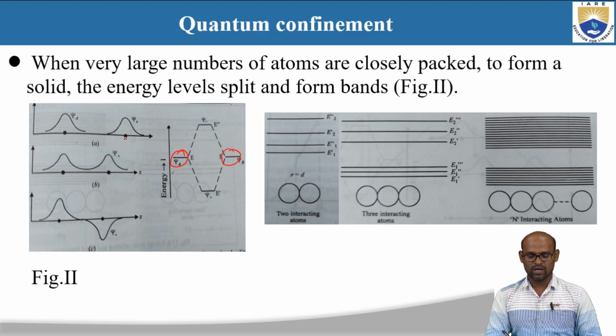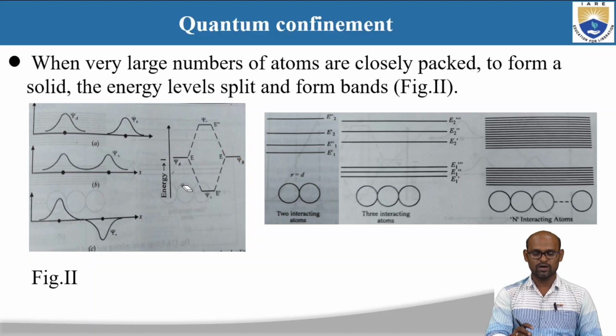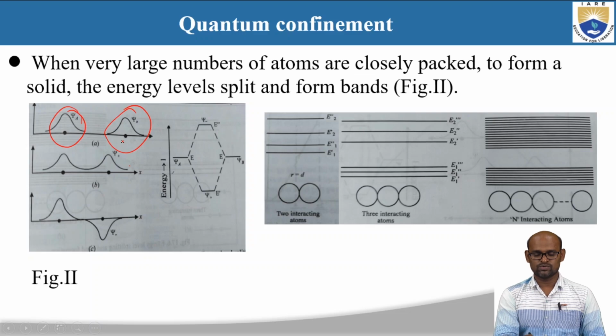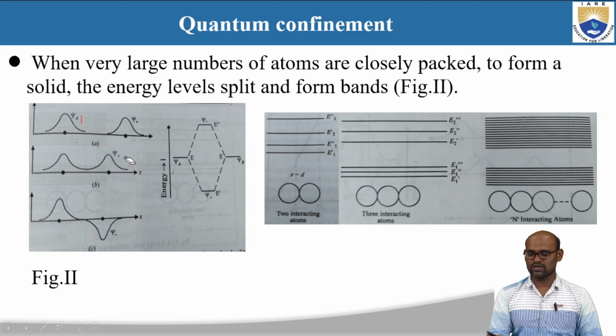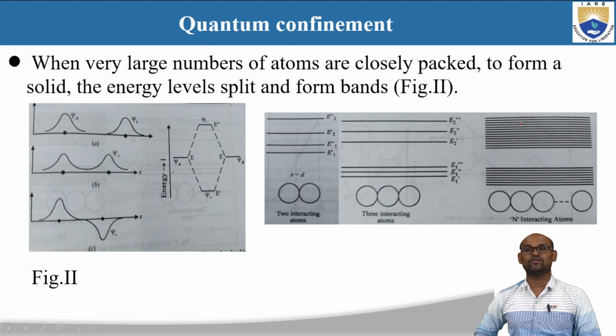Because of this formation of molecular orbitals, you can have psi plus and psi minus. These are two orbitals, hydrogen atom A and hydrogen atom B. When these two hydrogen atoms are together, the wave functions overlap in two ways, and because of this overlapping you get energy level splitting. 2 energy levels become 4 energy levels. When you have more and more hydrogen atoms together, the energy level splitting gives rise to the formation of energy bands.